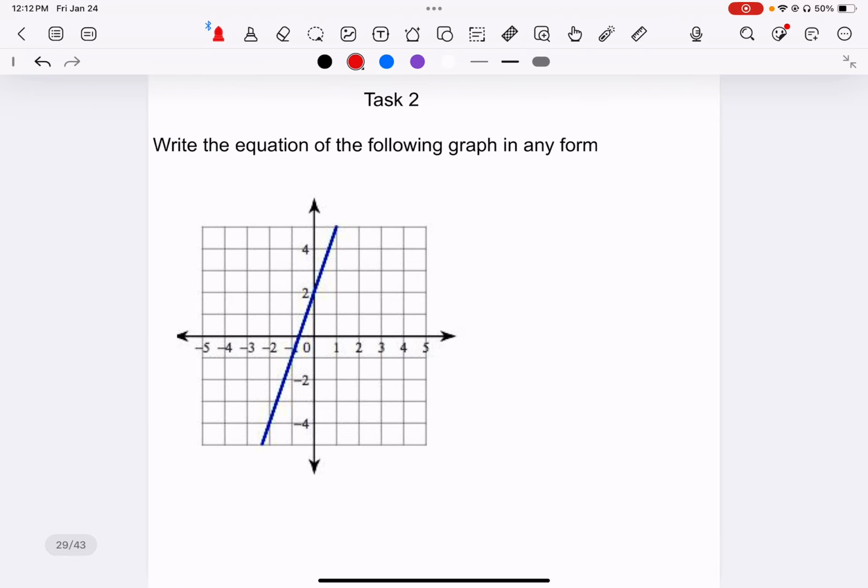Write the equation of this graph in any form. Since it's a graph, I like to use slope-intercept form. So I'm going to write my equation in slope-intercept form. My y-intercept is where it crosses the y-axis, which is at 2. Now for my slope, I have to pick another point. I'm going to pick this point up here. I move up 3, so that's a +3, and to the right 1. So my slope is 3. So my equation would be y equals 3x plus 2 in slope-intercept form.